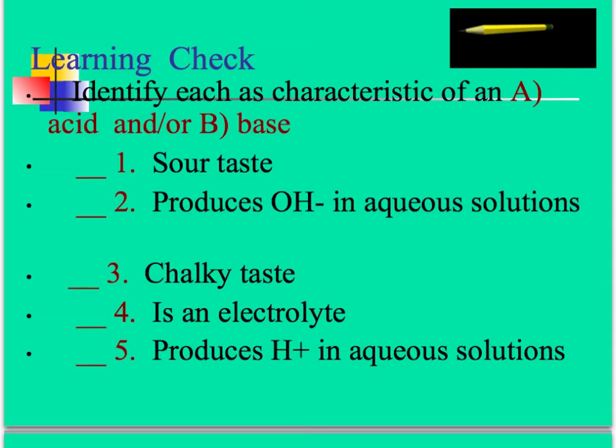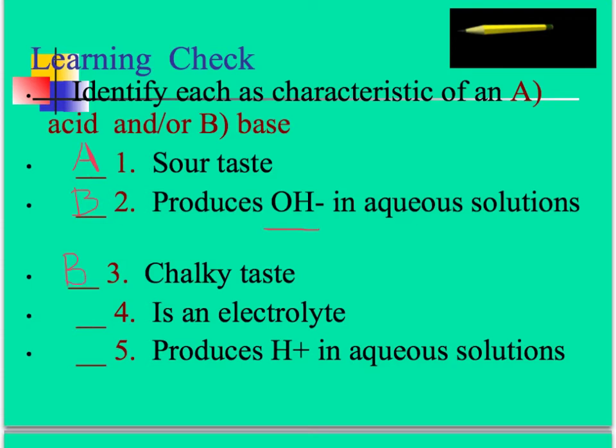Okay, so let's go over your answers. For sour taste, you should have put A for acid. Number 2, produces OH negative ions in aqueous solutions. Well, we know that bases always produce the hydroxide ions, so we're going to put a B for base. Chalky taste, that's another base characteristic.